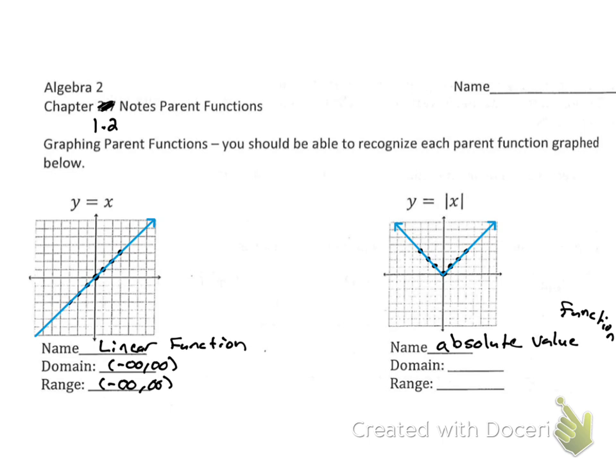The right side mirrors the left side. What would the domain be there? Negative infinity to infinity. Yep, all real numbers. And what would the range be? 0 to infinity. Good.